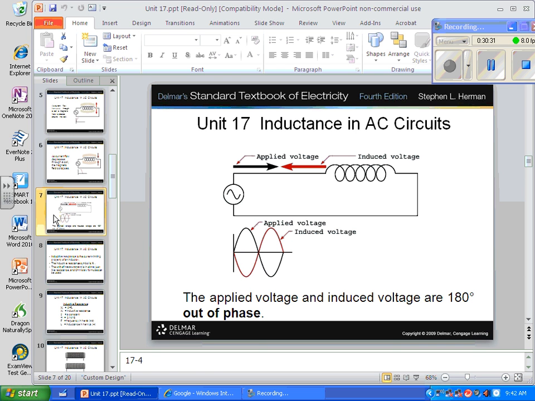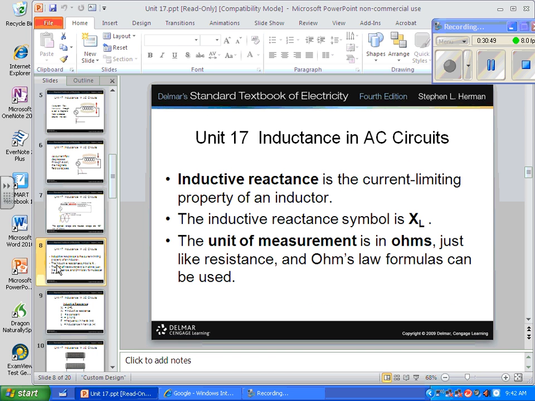Write that definition down. You're going to have to repeat it back to me someday. Impedance is the total of pure DC resistance and inductive reactance. That is impedance, the impedance of a circuit. Current limiting property of an inductor? No, that's not a very good way of looking at it. It's creating a counter EMF.